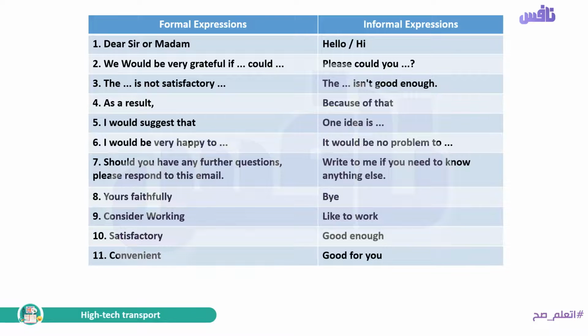Now let's see the informal expressions of these 5 sentences. The first one, hello, hi. Number 2, please, could you? Number 3, the isn't good enough. Number 4, because of that. Number 5, one idea is.